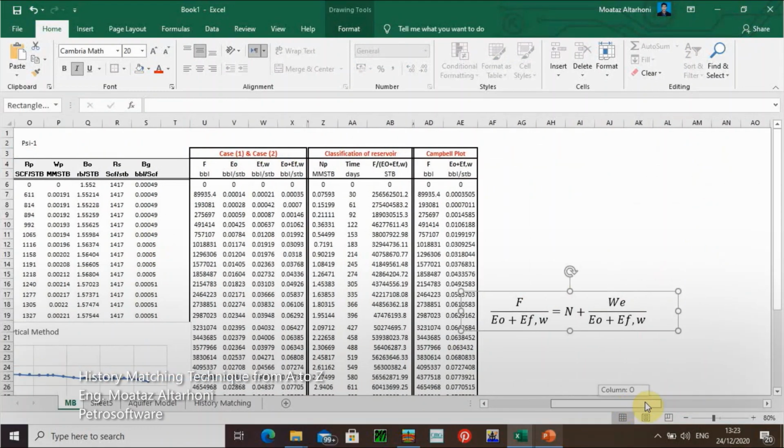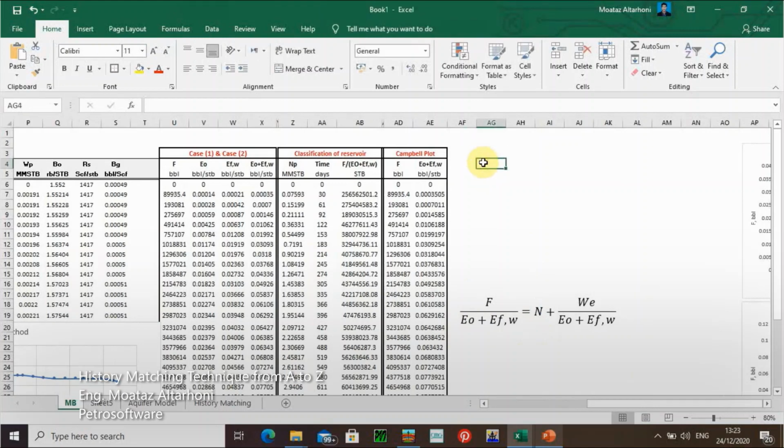All right. So what I have in the y axis is F divided by total epsilon O plus epsilon F and water. Okay, that's good. And what's in the x axis will be water influx. I need to recall the water influx I have on this information. Yeah, that's good.